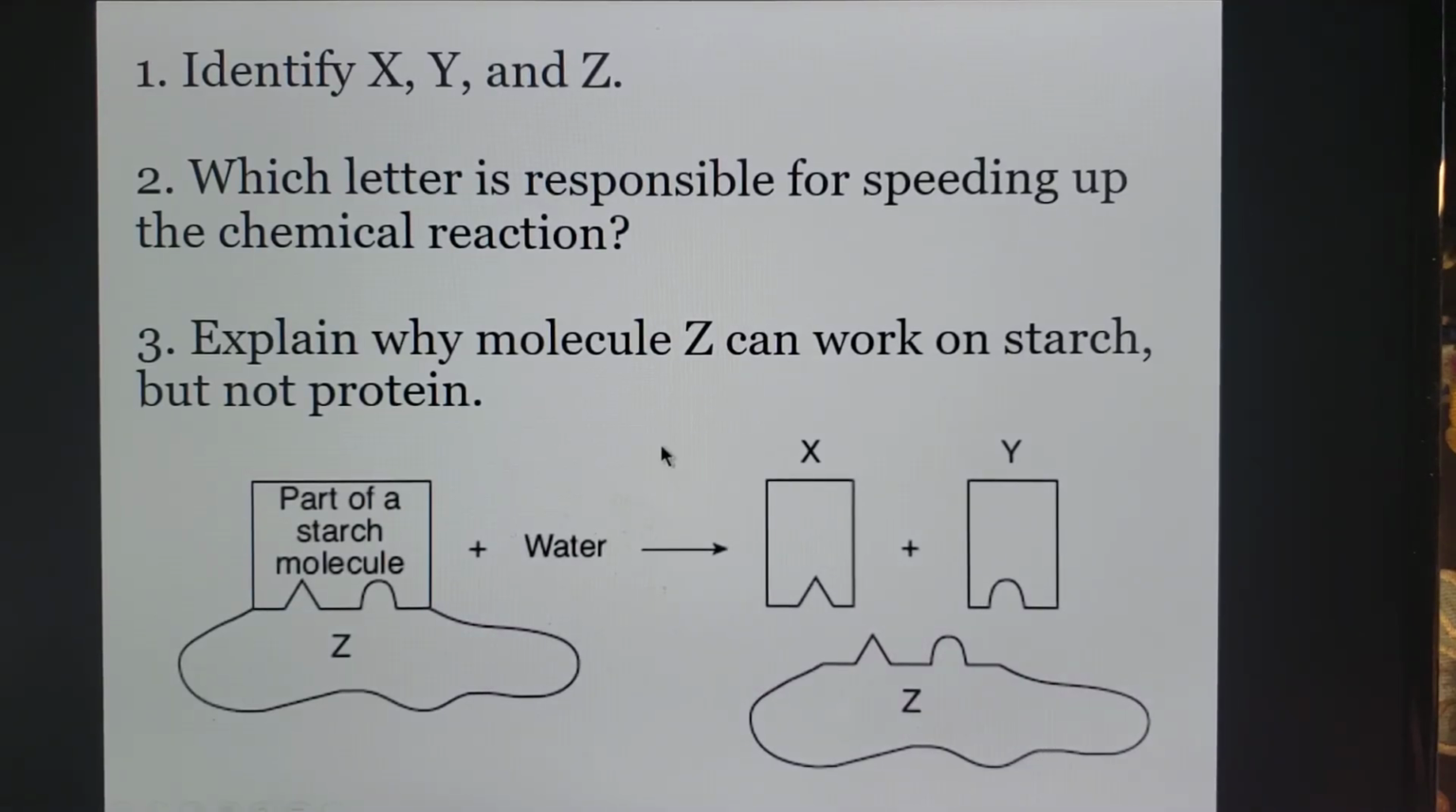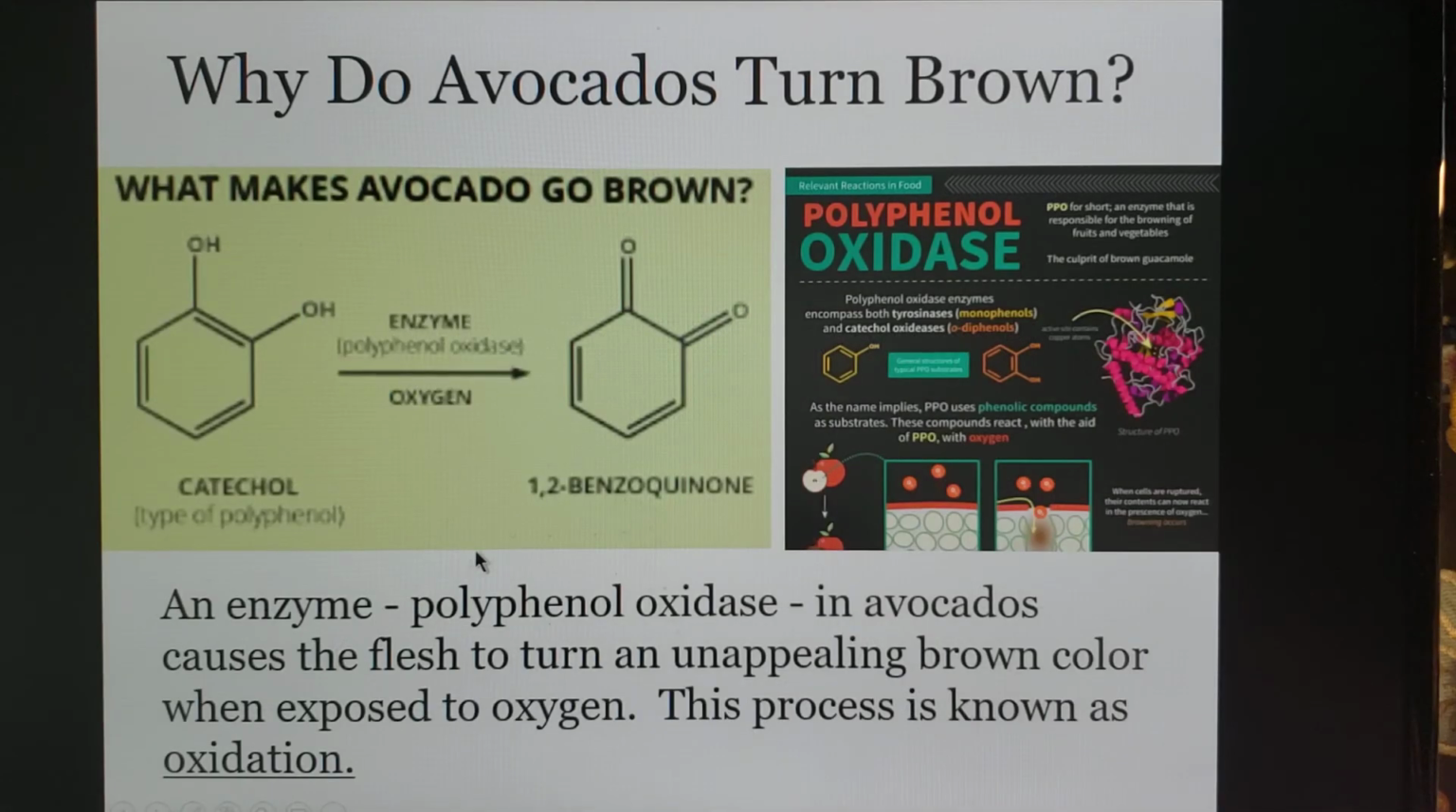Okay, and then you could say in this picture, identify X, Y, and Z. Well, X and Y are the substrate, and Z is the enzyme. And these guys are forming a starch molecule, which is then going to be broken up by this enzyme. Water is used in this one too. Why can molecule Z work on starch but not protein? Because protein doesn't have that particular shape. It won't fit onto the enzyme.